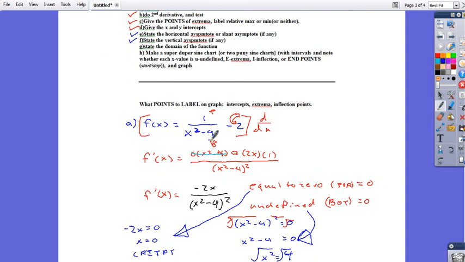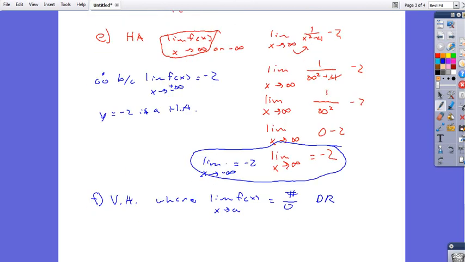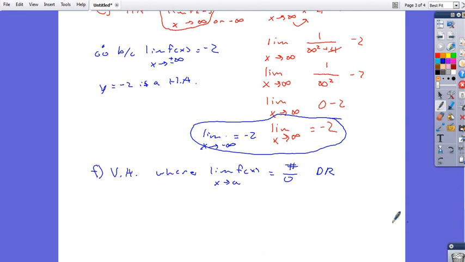2 and negative 2. And how would you do that? You would just simply set the bottom of the function equal to 0. For example, if you had 1 over x squared minus 81, your domain restrictions would be 9 and negative 9, and your vertical asymptotes would be x equals 9, x equals negative 9. So there you go, that's a perfect example.